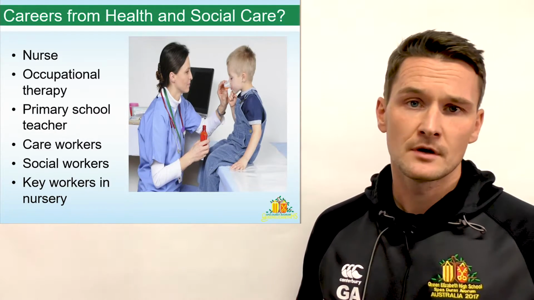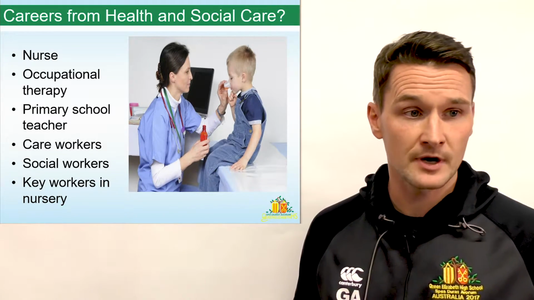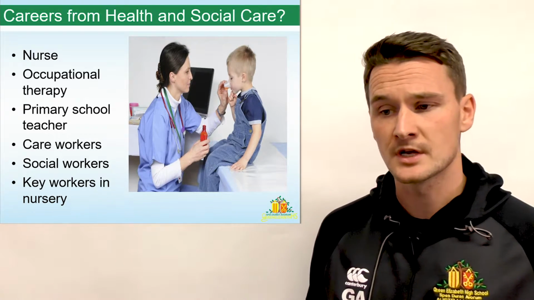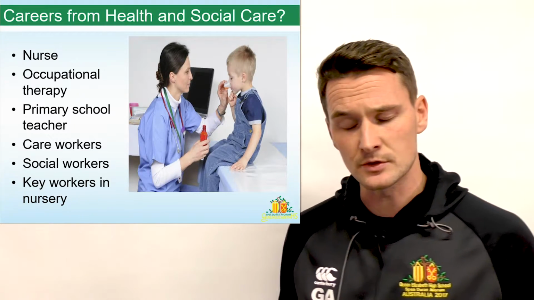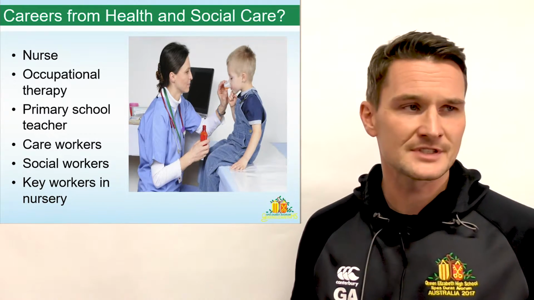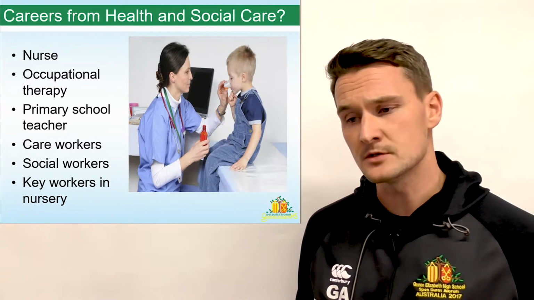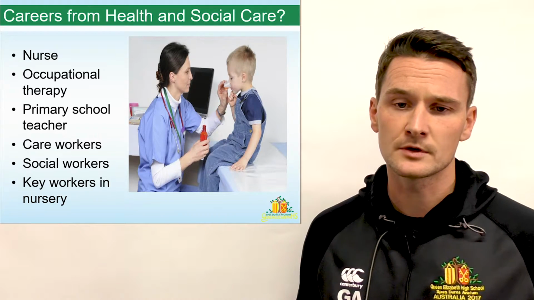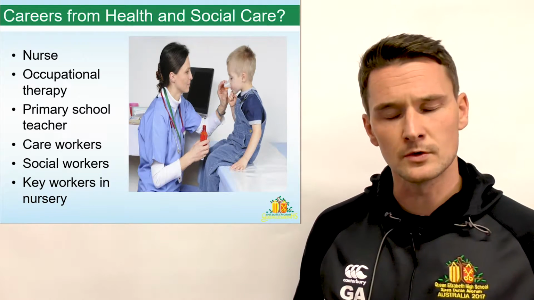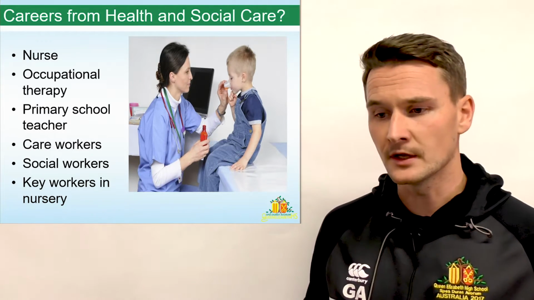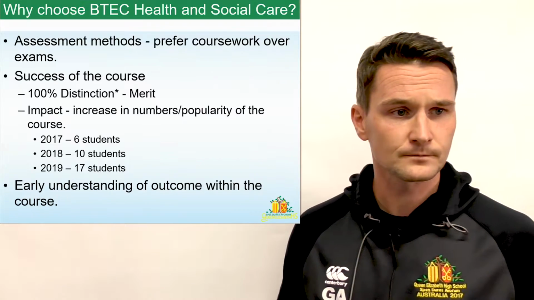A few of the careers our students have gone down over the past 2 or 3 years are nurses, occupational therapists, primary school teachers, care workers, social workers and also key workers in nursery. Currently in the course we have around 18 students, and about 60-70% of those will be going into a health and social care setting after that, whether it be occupational therapies, nurses, or working as primary school teachers or care workers. It's a really good opportunity for students to experience what it encompasses in terms of working in the health and social care sector, but primarily to focus on what role they're going to undertake in the sector as well.